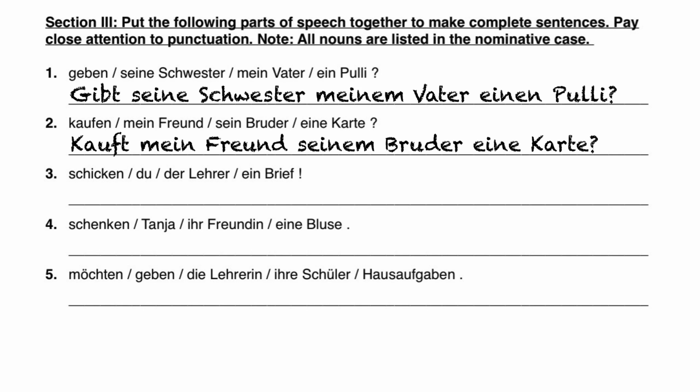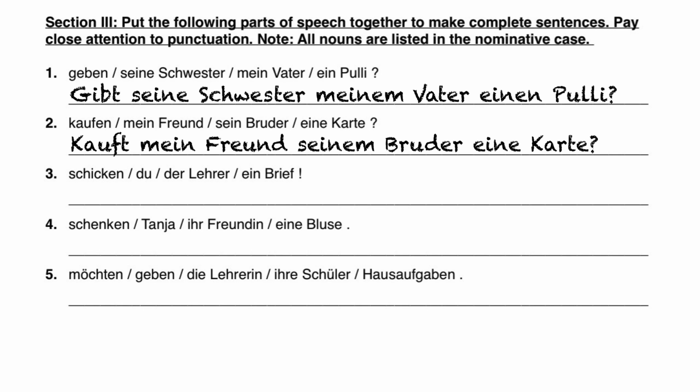In the next one, we have an exclamation mark at the end of it, which indicates that we need here a command form. So we need a du form command that goes with schicken, which is just conjugate your verb and drop the du and the st out of the sentence. So we end up with schick, S-C-H-I-C-K, schick.